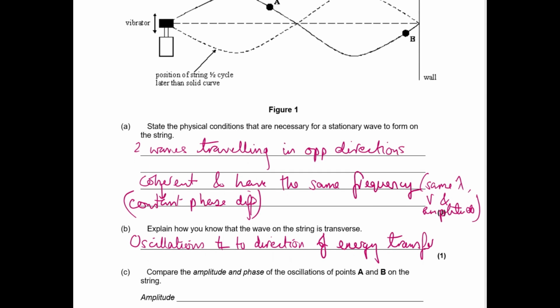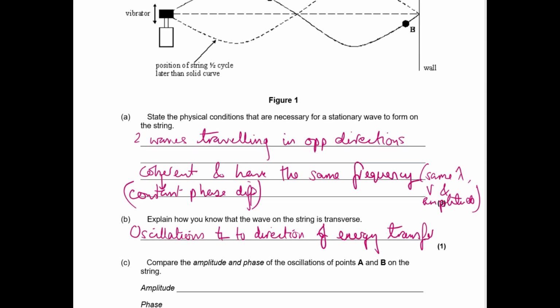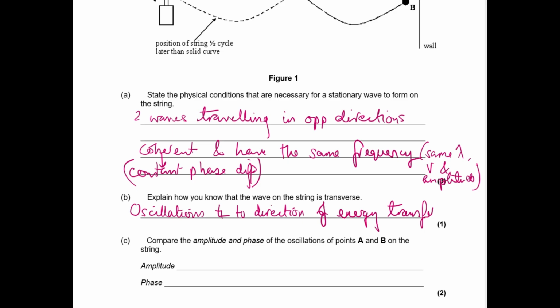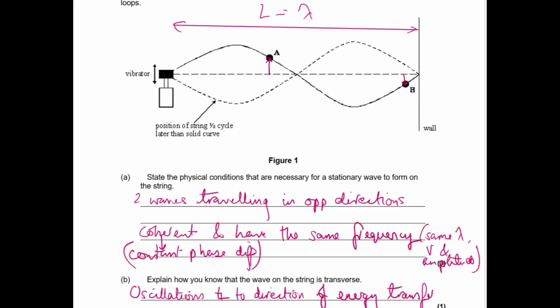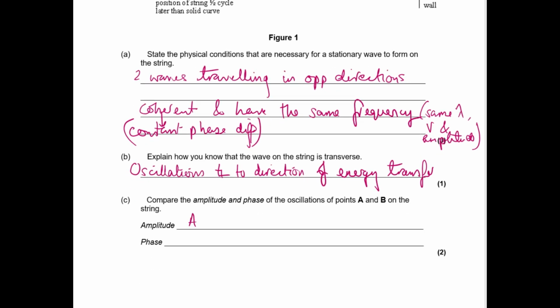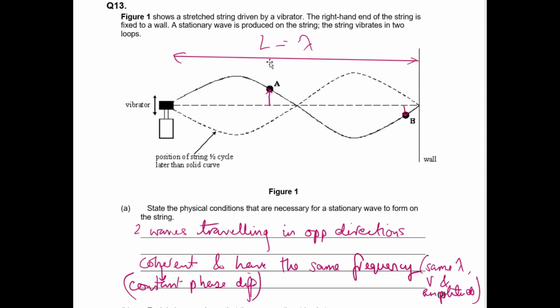So compare the amplitude and phase of oscillations of A and B on the string. So you're going to have to measure. So the amplitude for this one is there. This amplitude, clearly smaller. Okay, so amplitude of A is larger than B. And what else do we know? If you just look at the arrows I drew, A is facing upwards, and B is facing downwards, so that's 180 degrees, or antiphase.